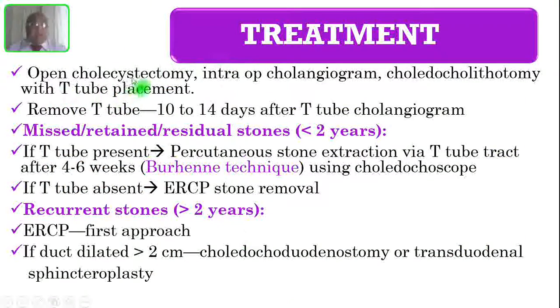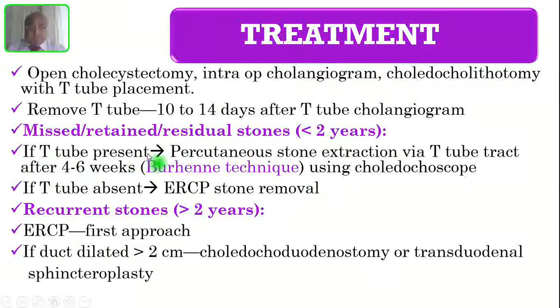So in the pre-laparoscopic era, we used to do open cholecystectomy, intra-op cholangiogram, choledocholithotomy, and then we used to place a tube. But nowadays, we are very rarely doing this procedure. If you place a tube, you have to remove it after 10 to 14 days after doing a tube cholangiogram, if the patient is not going to have a missed, retained or residual stone. That means the occurrence of stone within 2 years following cholecystectomy.